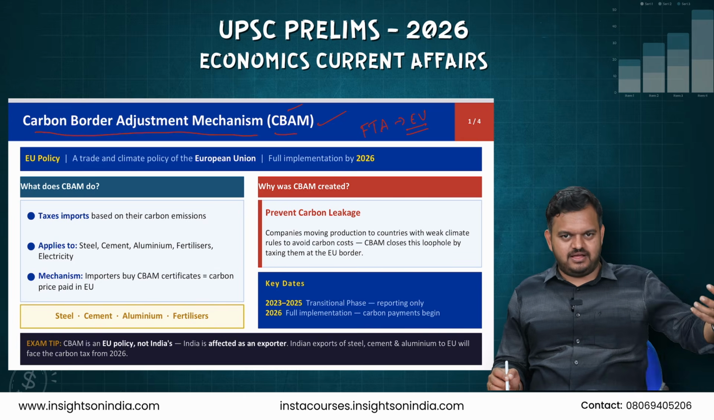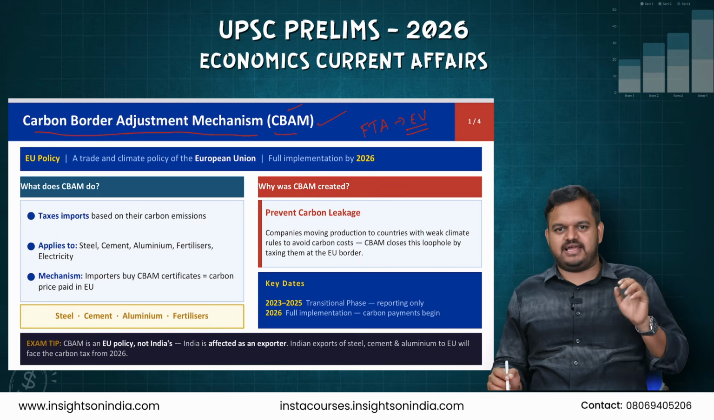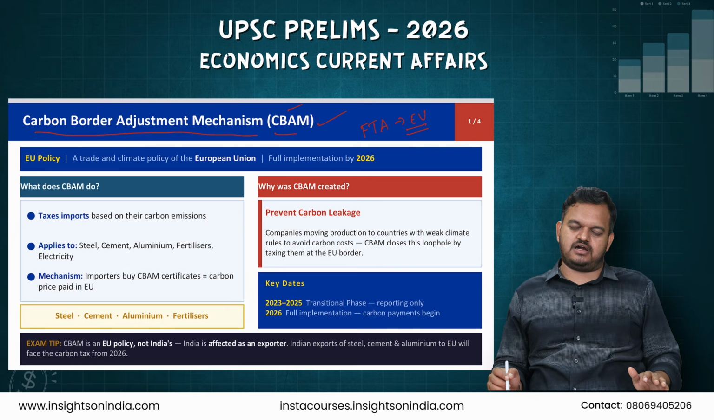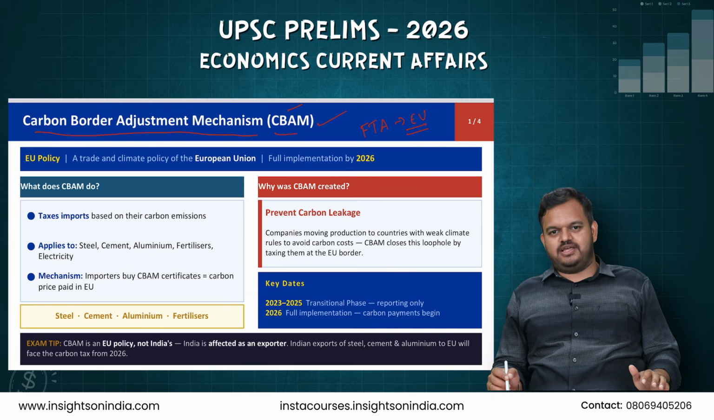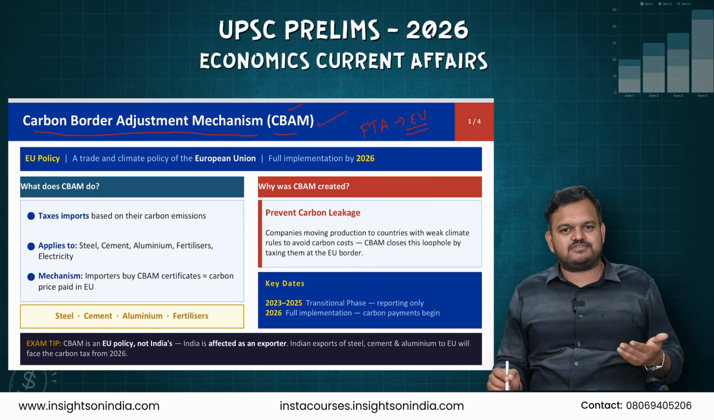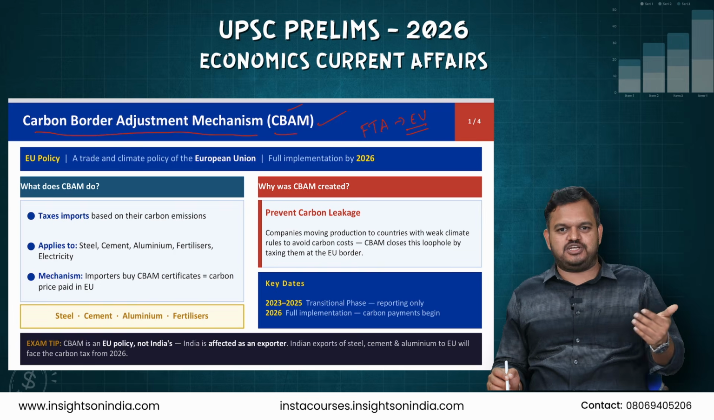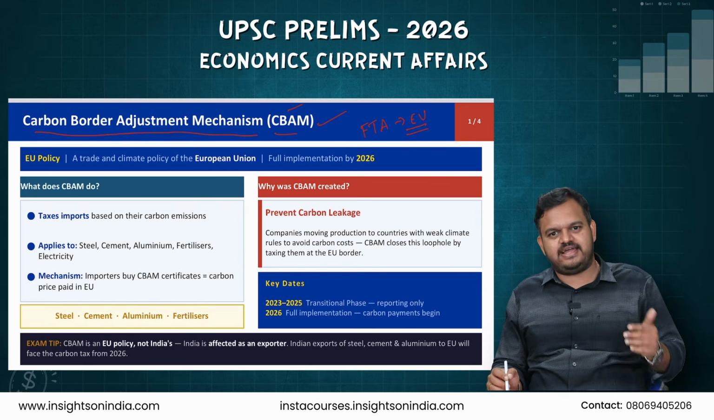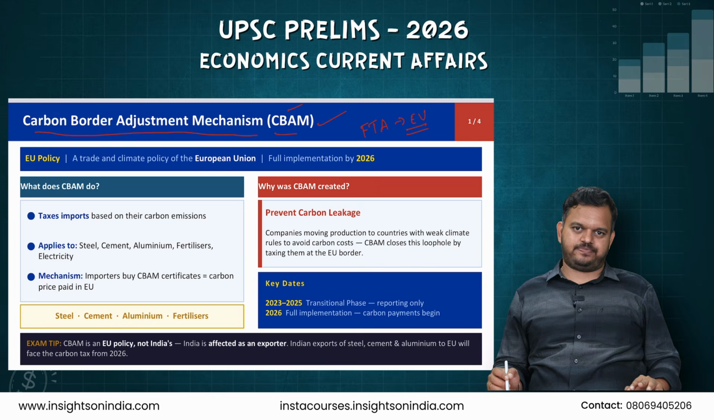Got it? So if the industry is found to be polluting or responsible for emission of greenhouse gases, especially carbon dioxide, right? European Union countries, though they have signed an FTA, they can impose additional custom duty or penalty on those industries.